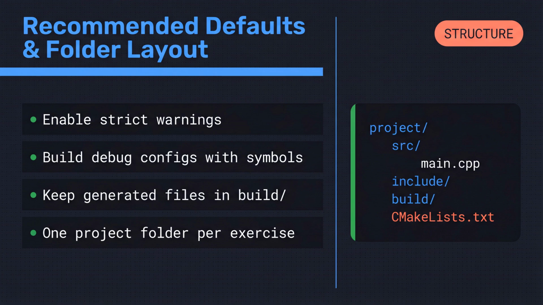Third, keep generated files in a build directory. Object files, executables, anything the compiler produces. It all goes in build, not mixed in with your source code. Fourth, use one project folder per exercise or small app until you understand the layout. Now, the folder structure. At the top level, your project directory. Inside it, src for your source files, include for headers, build for compiled output, and a CMakeLists.txt if you're using CMake. This layout works in every IDE and scales as projects grow.